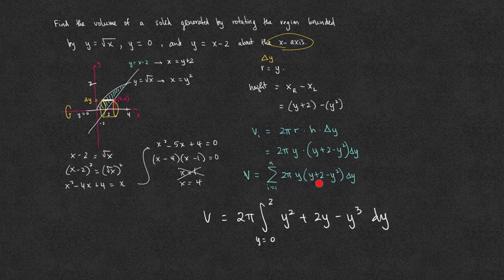We need to simplify the integrand so that we can find the antiderivative. Using the fundamental theorem of calculus, we can easily use the power rule to find the antiderivative of these. We plug in 0 and 2 into the antiderivative to obtain 16 pi over 3. This is the exact volume of the solid generated by rotating this bounded region above the x-axis.